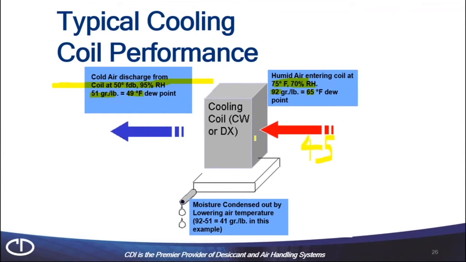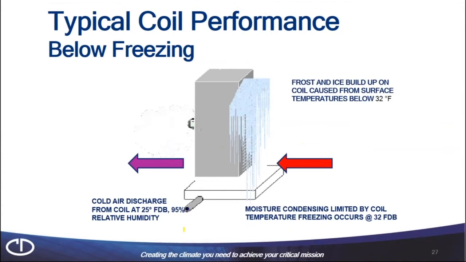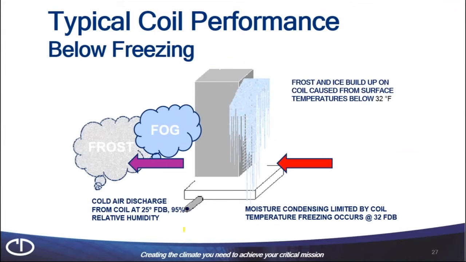But we want it drier. We want to take out more moisture. We want it cooler. What happens? Well, once we get below freezing, this frost and ice buildup is going to start on the face of the coil. It's going to start on those leading edges, and sometimes it builds so fast with improper fin spacing that it will actually block the coil quite quickly.